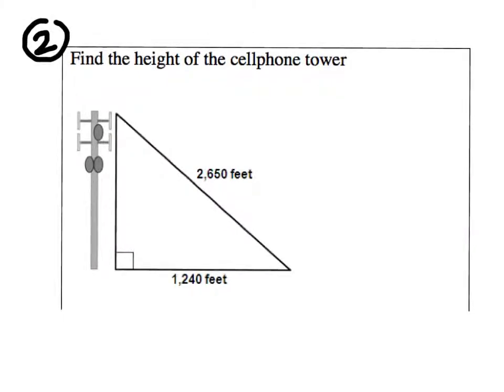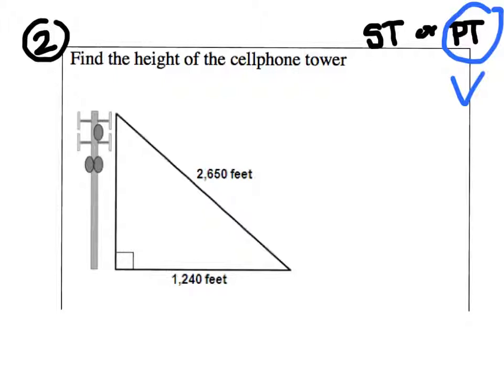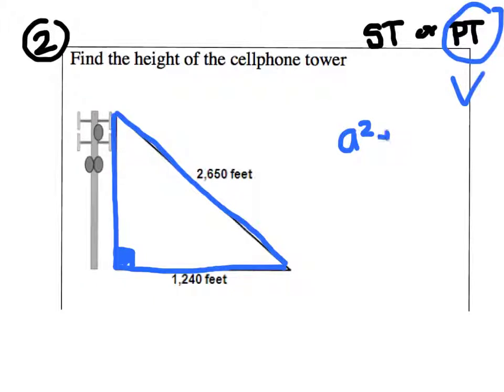It says, find the height of the cell phone tower. I'd like you to decide whether this is a similar triangles problem or Pythagorean theorem problem. If you wrote down that it's Pythagorean theorem, you are correct. That's because we have a triangle, only one triangle, and it is a right triangle. So we can use the Pythagorean theorem, a squared plus b squared is equal to c squared. Pause the video, solve problem number 2, hit play if you need a hint.